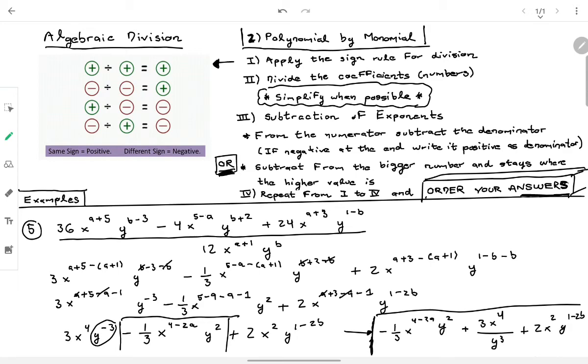In this case, maybe the first and the second term can change in order, because maybe you can say 4 minus 2a is bigger than only 4, but we don't know if a has a value that is positive 1 or negative 1. So that's why we are putting first the one that has 4 minus 2a that has a letter as an exponent, and then the one that has only the number as an exponent. So this is going to be our final and ordered answer.